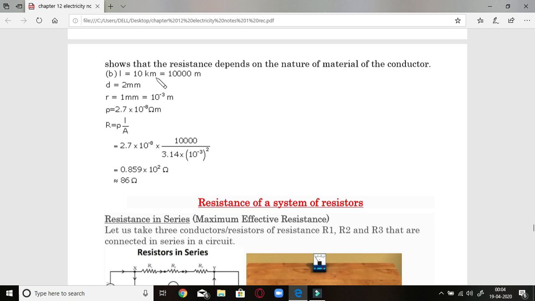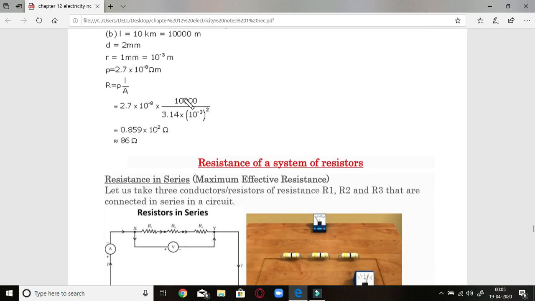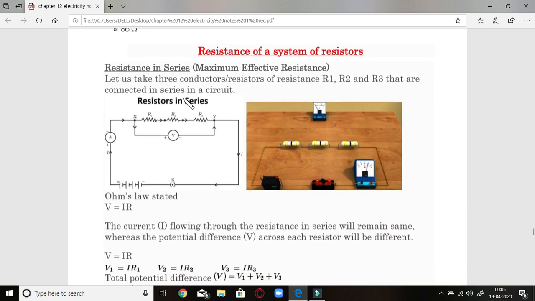Length is 10 kilometer, so we convert it into meter, that is 10,000 meter. Diameter is 2 mm, that is radius 1 mm, 10 power minus 3 meter. Rho is given to you, R is rho L upon A. When we put the values, we will finally get the value as 86 ohm. But do not forget to convert the units from kilometer to meter and diameter from mm to meter.